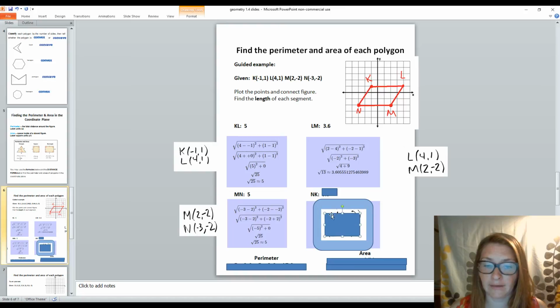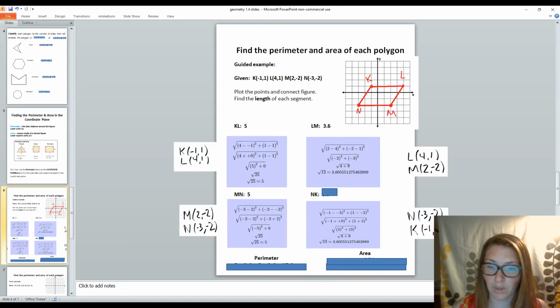All right, now NK. Here are my 2 points that I'm using, and here is my work. So I have 3.6 again. Not every time will you have the same lengths for every segment, so please be mindful that this just happened because of the quadrilateral that we're dealing with. All right, so we have a 4-sided figure, and we want to find the perimeter. So to find the perimeter, we are going to add up the lengths of all 4 sides.